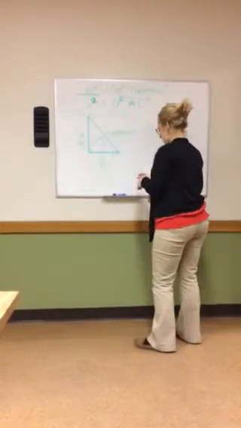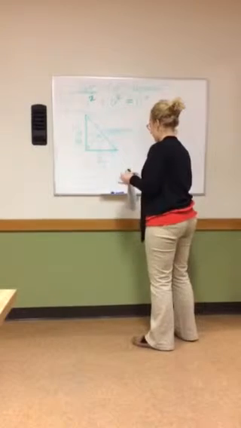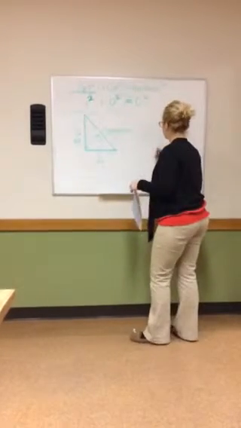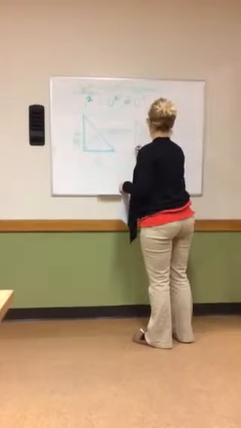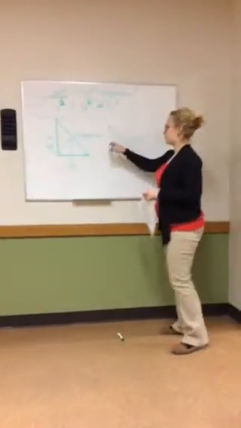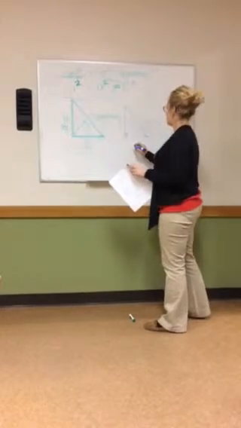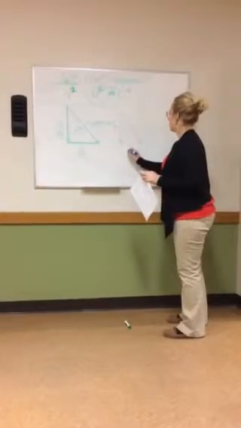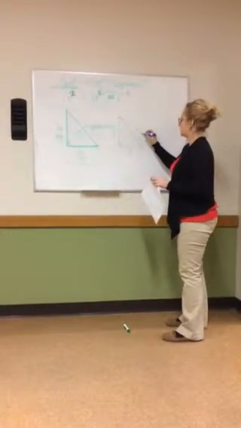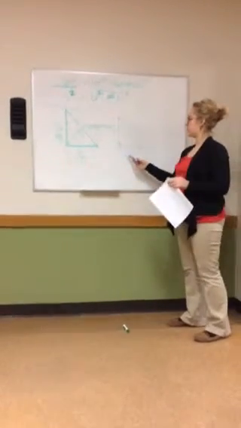Alright, so if we draw another triangle, and we have a right angle, what do we want this side to be? Give me a number. 7. 7, okay. And what about this side? 3. 3. So we want to find what this side will be because we can't just plug numbers in.